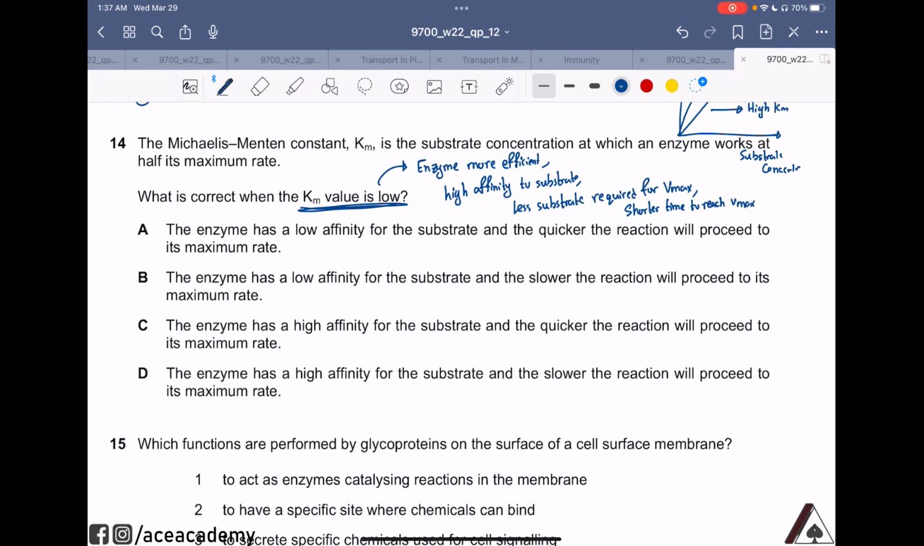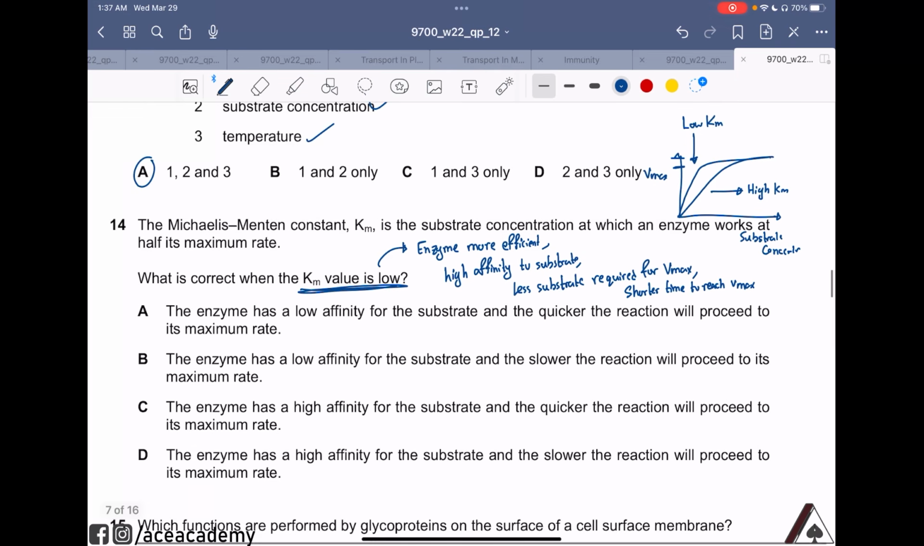What is correct when the Km value is low? The enzyme has a low affinity for the substrate, and the quicker the reaction will proceed to its maximum rate. No, it's actually high affinity. So this is incorrect. The enzyme has a low affinity for the substrate. Again, this is incorrect because it's high affinity. And the slower the reaction, no, it's quicker. So this is completely wrong.